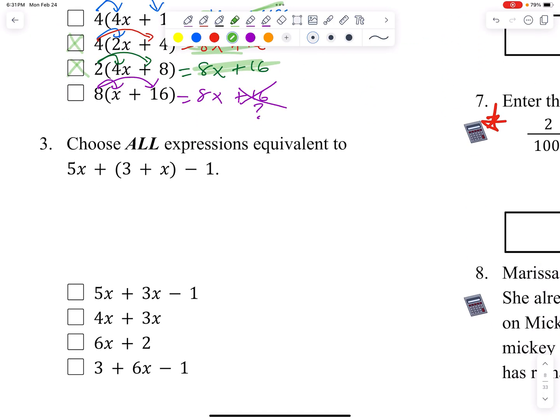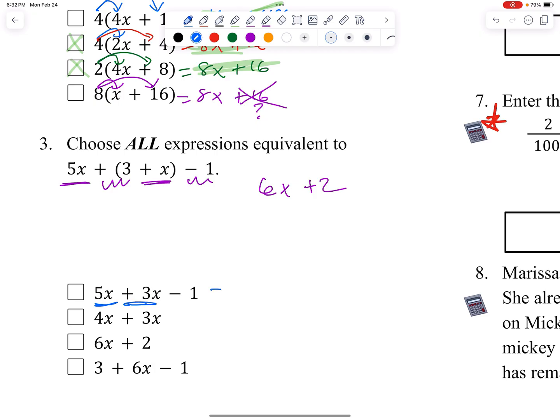Here's another example. So same strategy. Let's just simplify it ourselves. So I got x's with x's. I got units with units. So 5x plus x is 6x. 3 minus 1 is positive 2. So let's do each one.